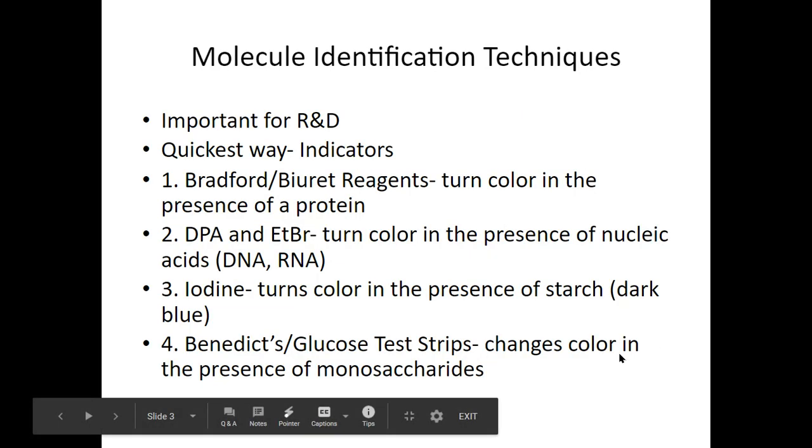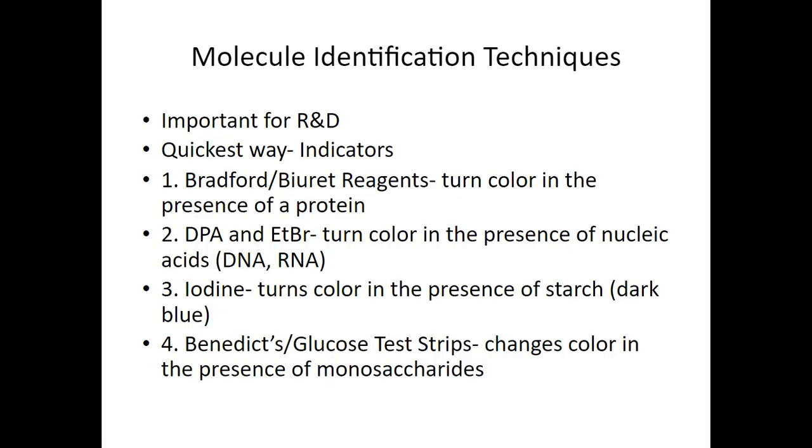Okay, so finding out what molecule you have is important for research and development. The quickest way is to put an indicator in it. It's a solution. You put an indicator in it. Bradford and Biuret reagents, we've worked with those. They turn color in the presence of a protein. DPA and ethidium bromide will turn color in the presence of nucleic acids, DNA and RNA.